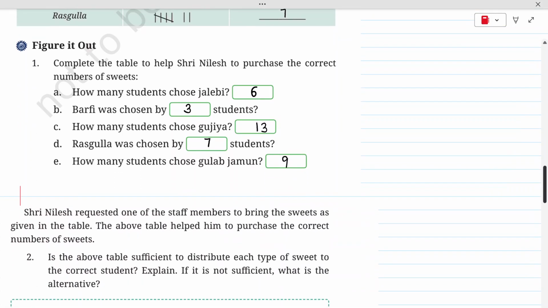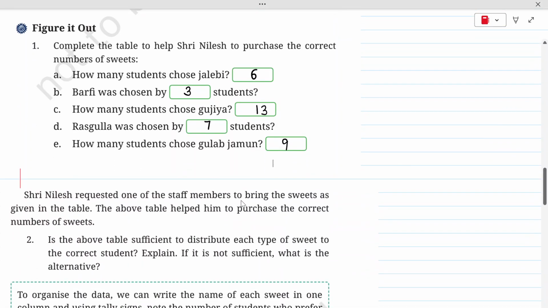Next is, Shri Naresh requested one of the staff members to bring the sweets as given in the table. The above table helped him to purchase the correct number of sweets.